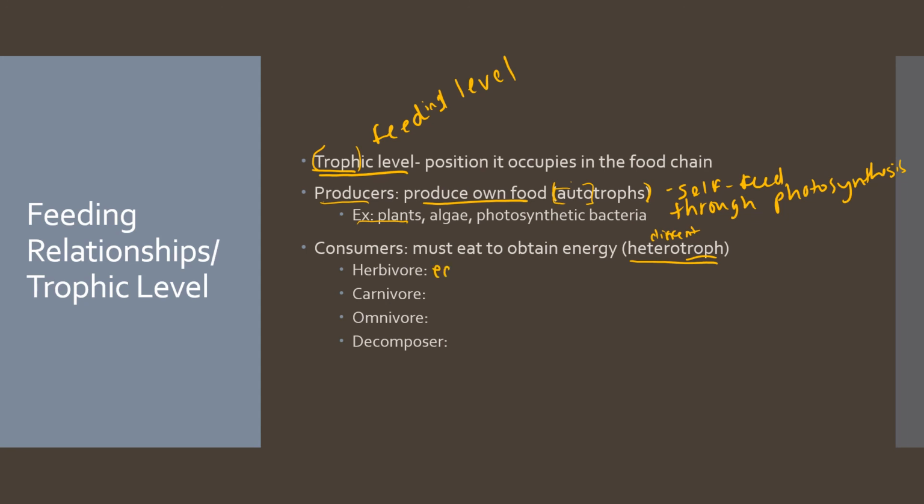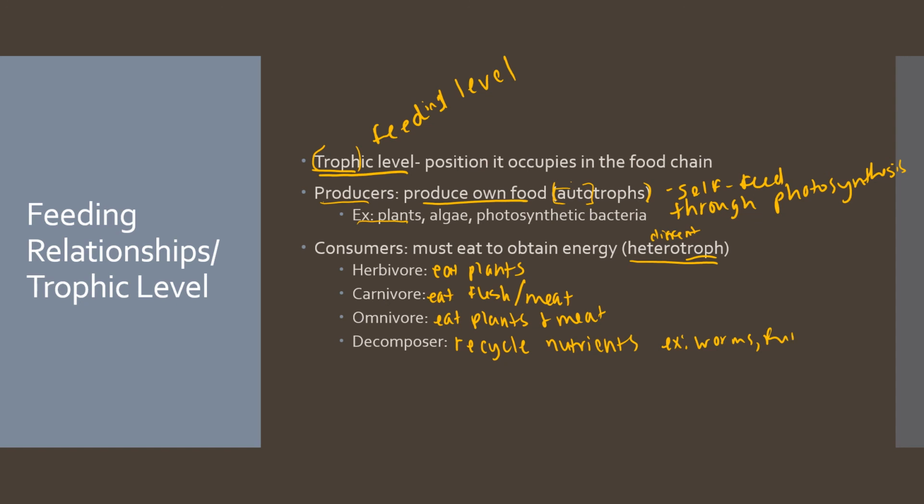All right, and these you probably definitely are familiar with. Herbivores eat plants. Carnivores eat, we say, flesh or meat. Omnivores eat plants and meat. And then decomposers, they recycle nutrients in the environment. So for example, worms, fungi, so they break down dead things and recycle those nutrients back into the environment.